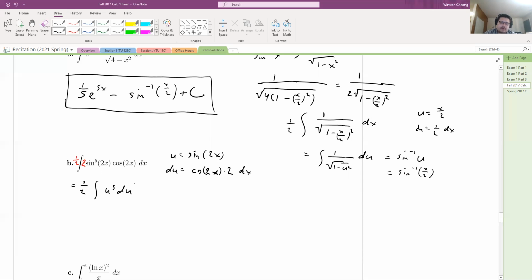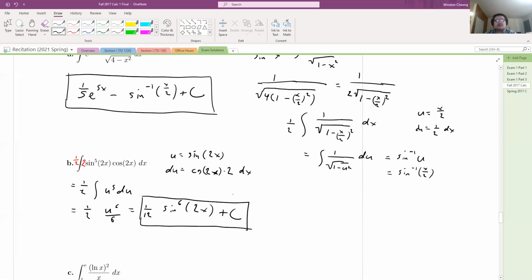And so our integral turns into a much simpler integral to evaluate. We can go ahead and just do that. And then we would have to back substitute. So raising u to the 6th power, I may as well just write this as sine to the 6th of 2x, and then of course plus c at the end. Okay.